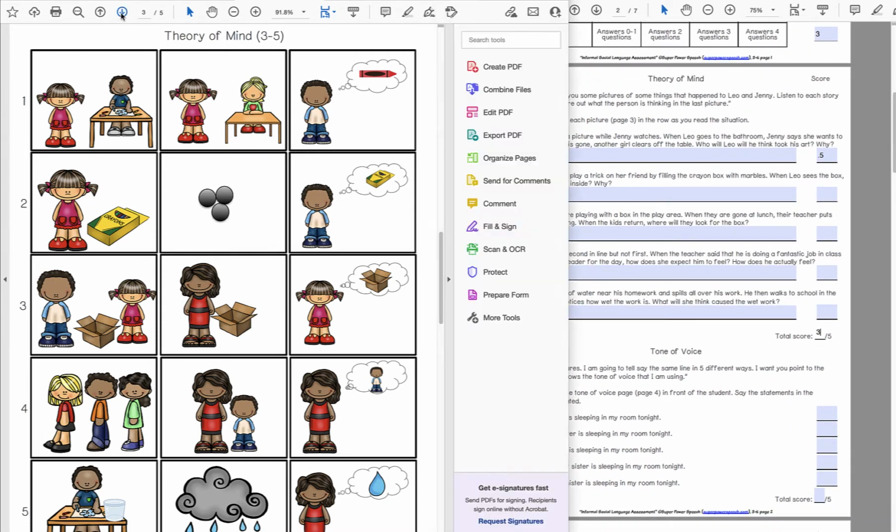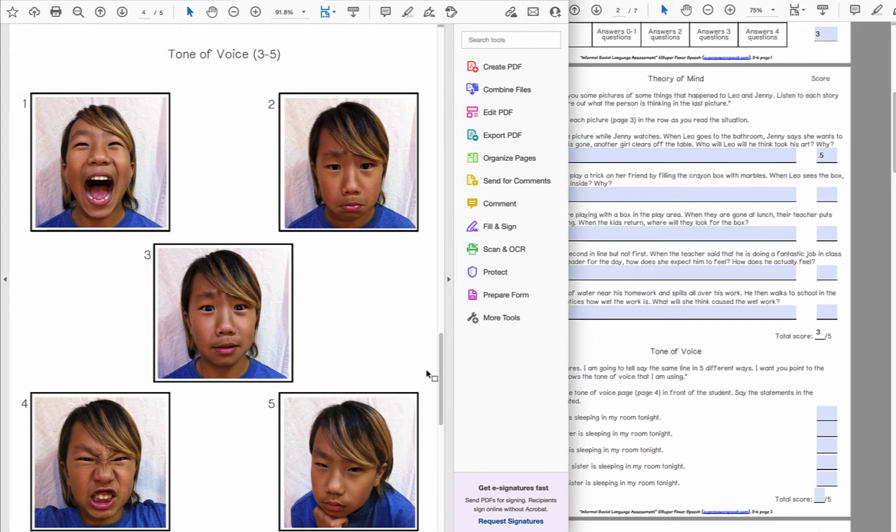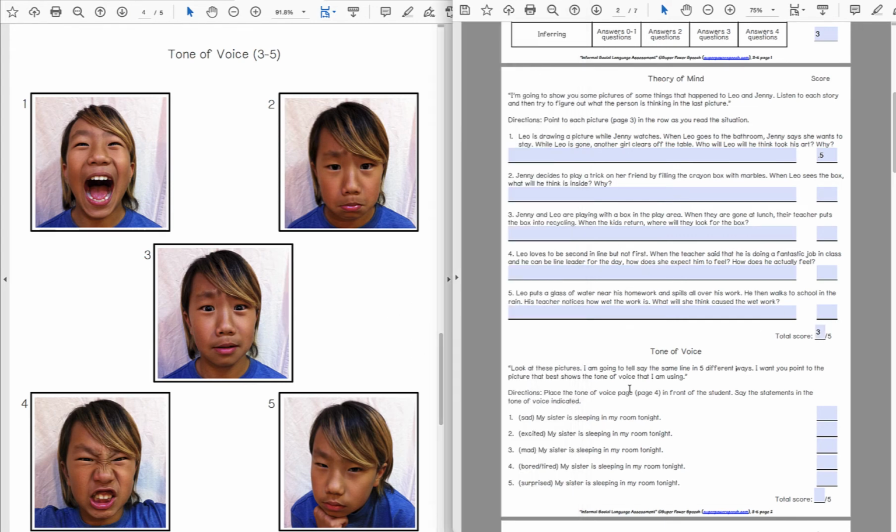Next, you're going to go to tone of voice. And we have some images here of a little boy showing different feelings. And what you are going to do is read the same sentence 5 different times in a different tone of voice. And after each one, the student has to either point to the picture that best represents the tone of voice that you used, or just tell you, I think that was a blank tone of voice.